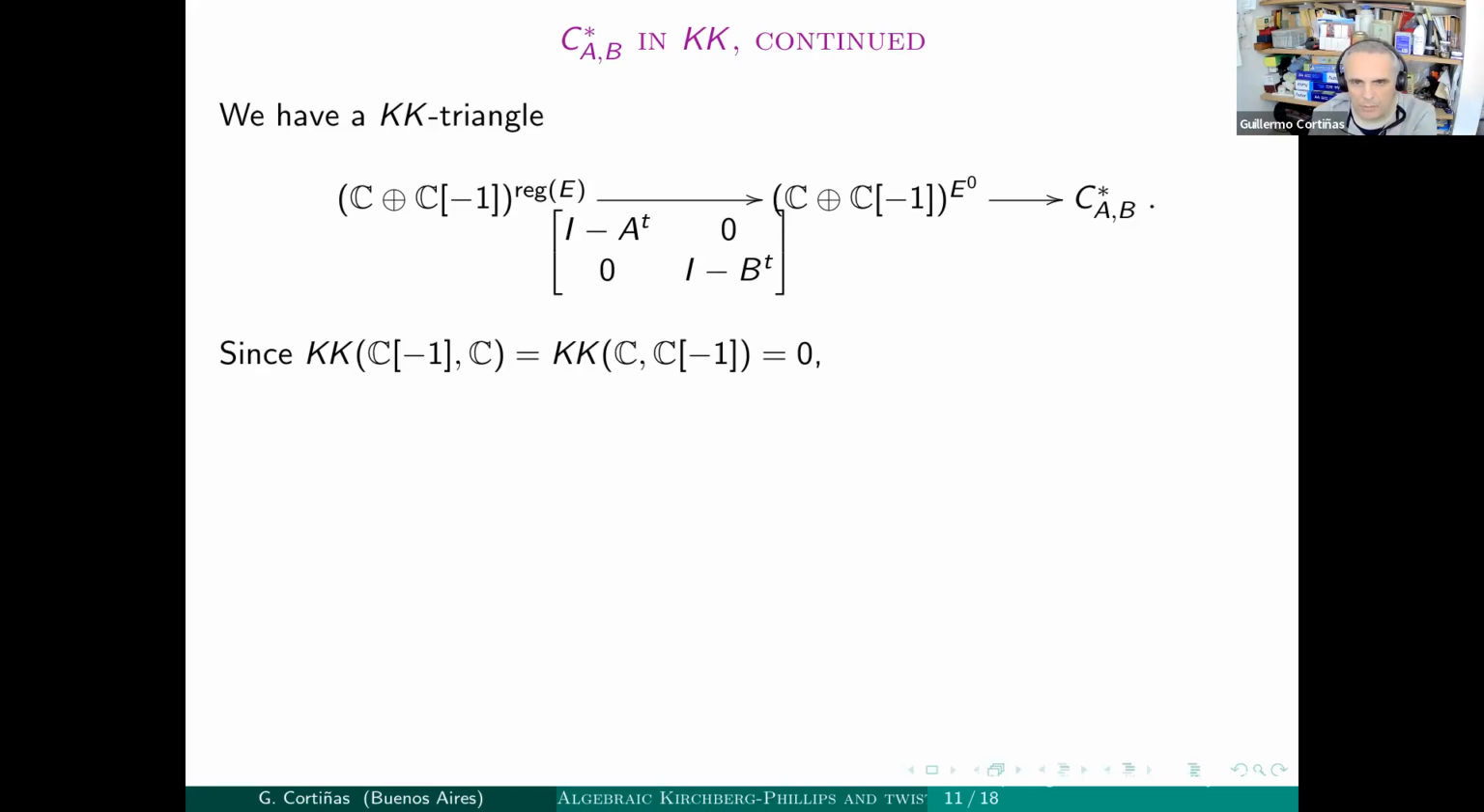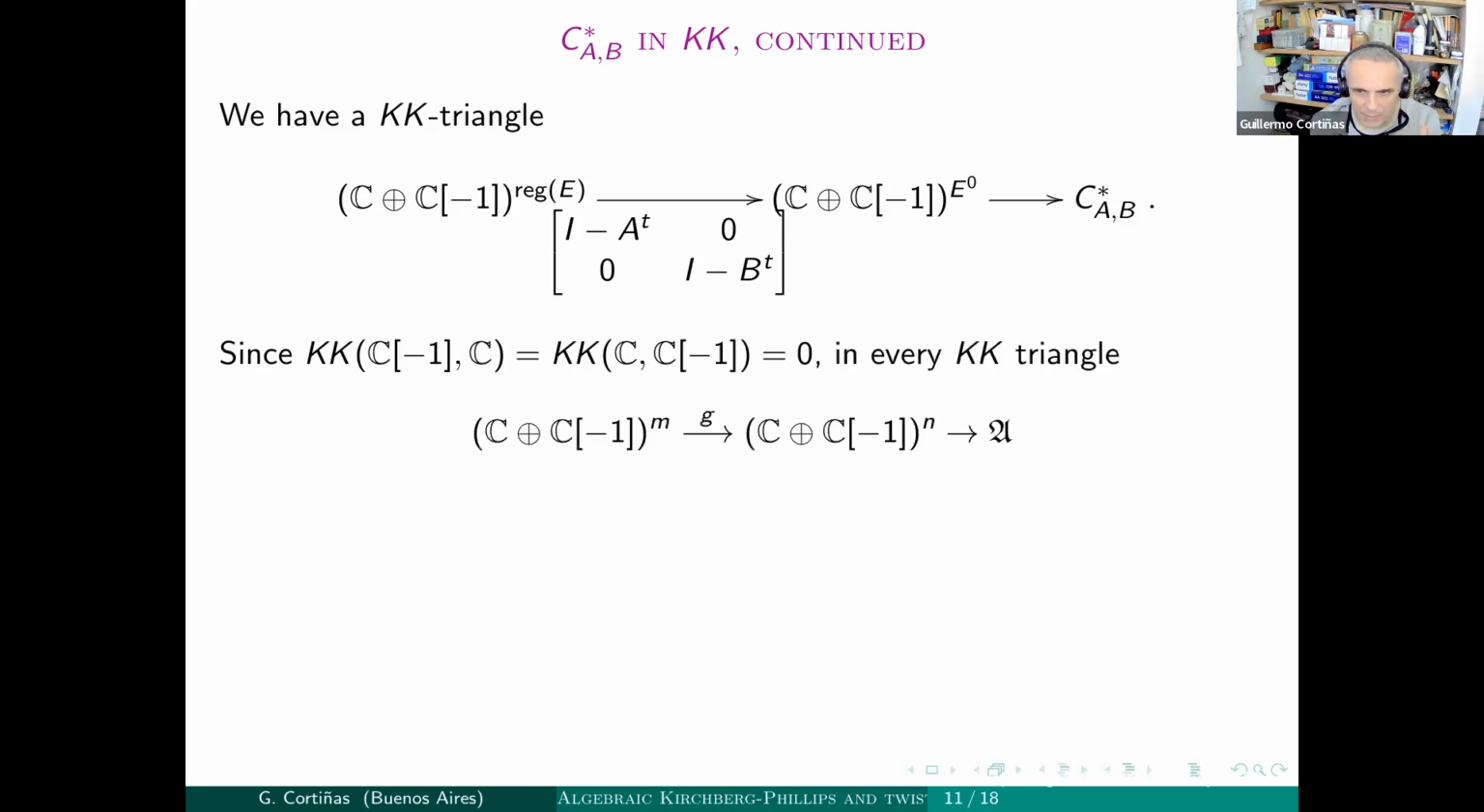So there is no other possibility. And so that is, in every KK triangle, the map G, as shown there, has to have a decomposition like that, where the off-diagonal maps, with respect to the matrix form that I said before, have to be 0, right? So G must have diagonal block form.